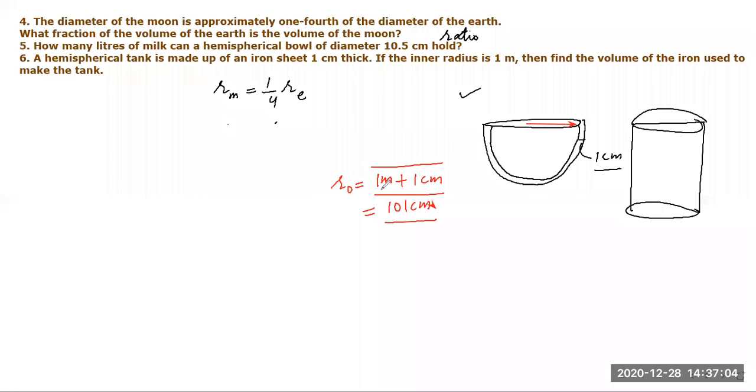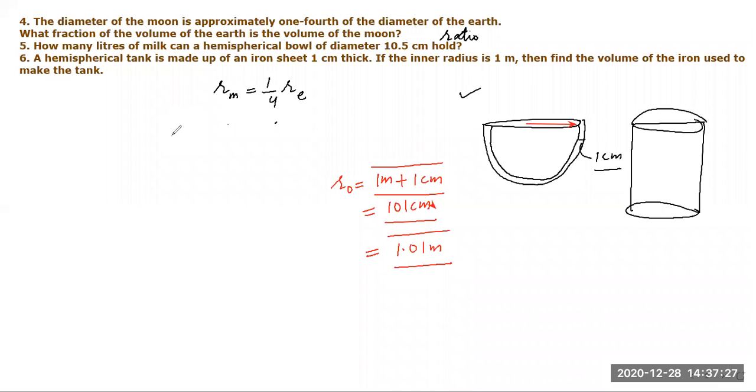Okay, so you can say in meters. How many meters? 1 meter plus 1 centimeter, Sargun. 1 meter plus 1 centimeter is equal to how many meter? 1.01 meter. This is the outer radius. He says, find the volume of iron used to make the tank. What is the volume of iron used?